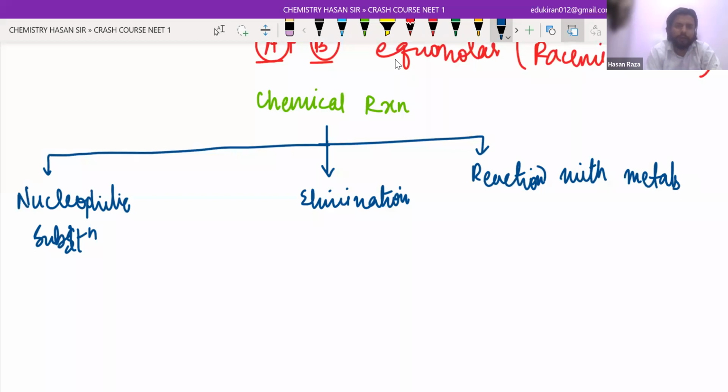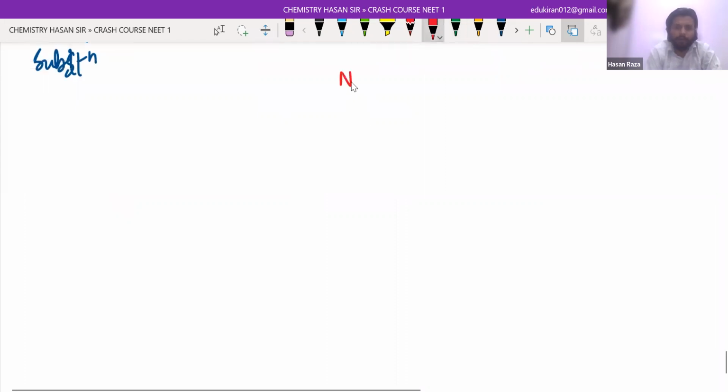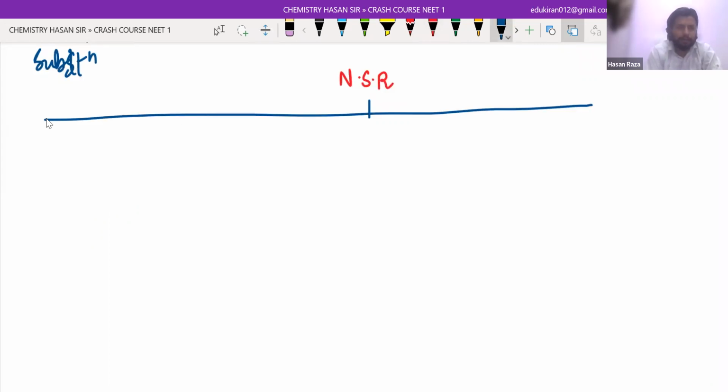So I'm going to start this nucleophilic substitution reaction. This is of two types. You have heard of this. That is SN1, nucleophilic unimolecular substitution reaction, and the other is SN2, nucleophilic bimolecular substitution reaction. So it's very simple. I'm going to write the name.